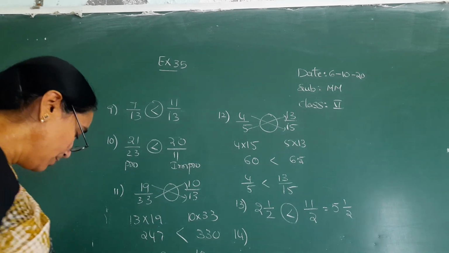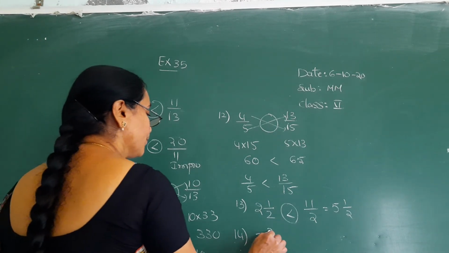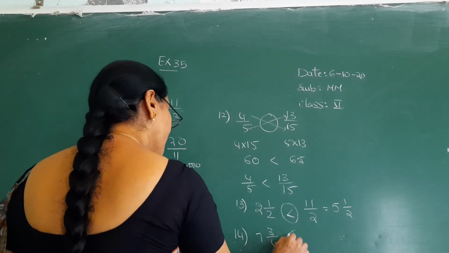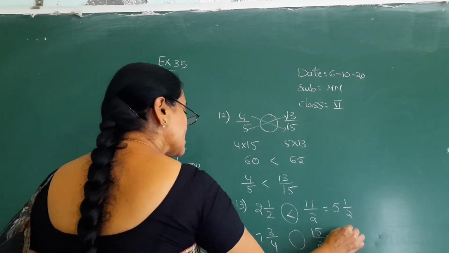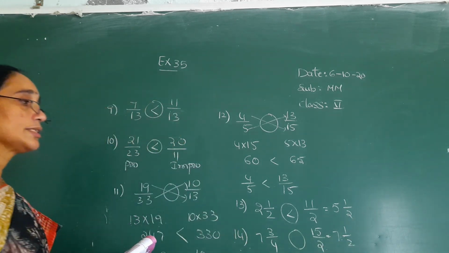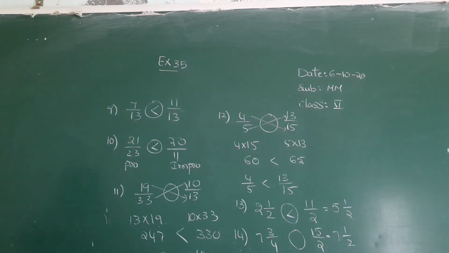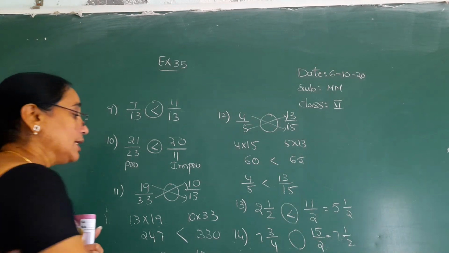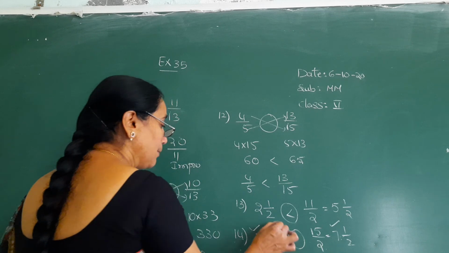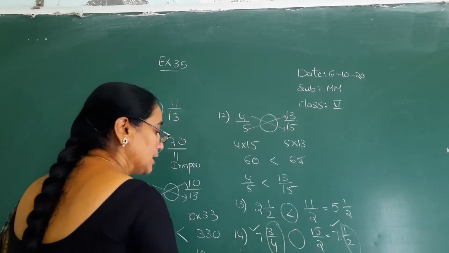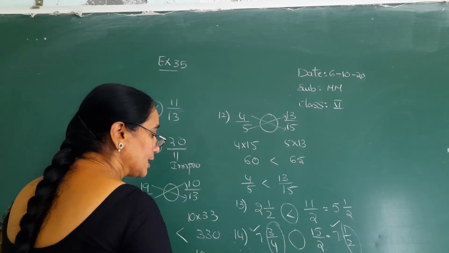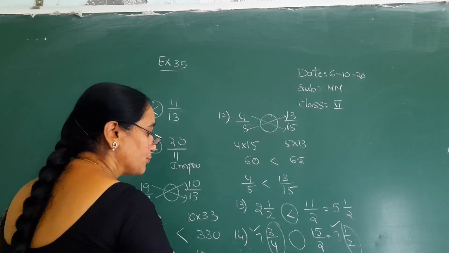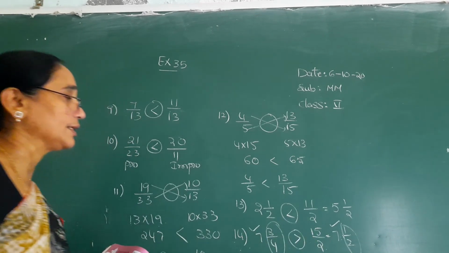See the 14th problem. 7 3 by 4, 15 by 2. 15 by 2 is 7 1 by 2. 2 sevens are 14, remainder 1, so 7 1 by 2. See here the whole parts are equal. Compare the proper parts. 3 by 4, 1 by 2. Okay? See it is 6, it is 4. So 3 by 4 is greater, so this fraction is greater.